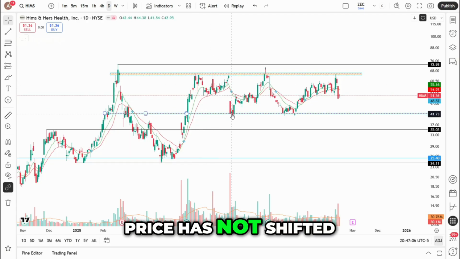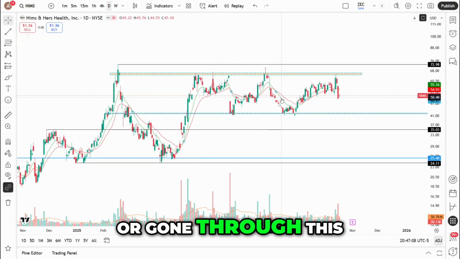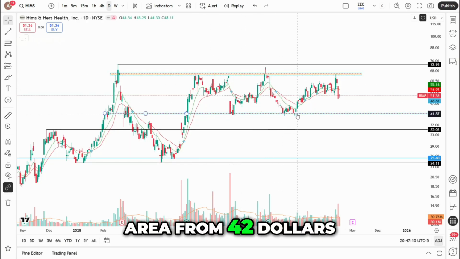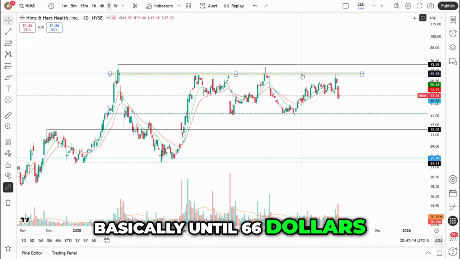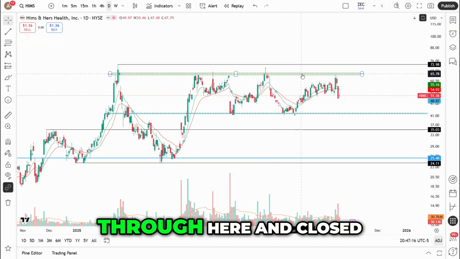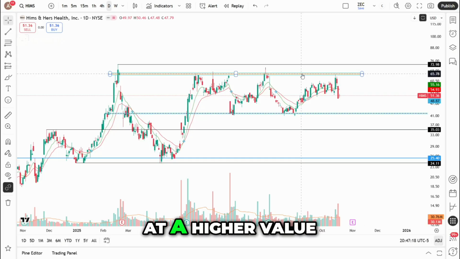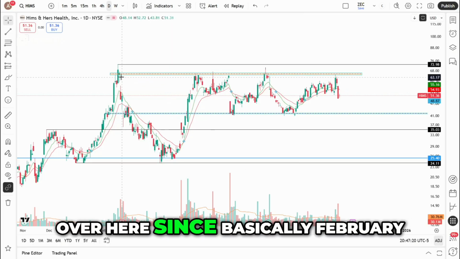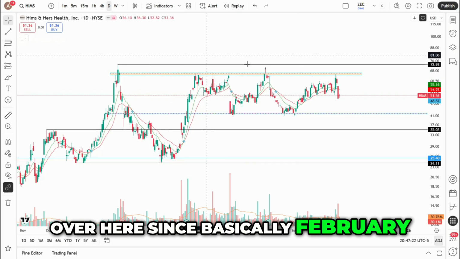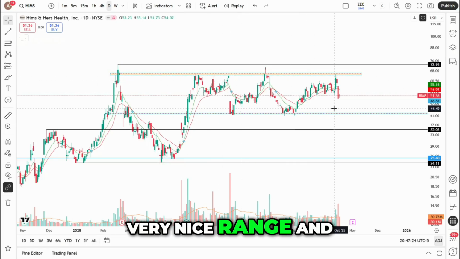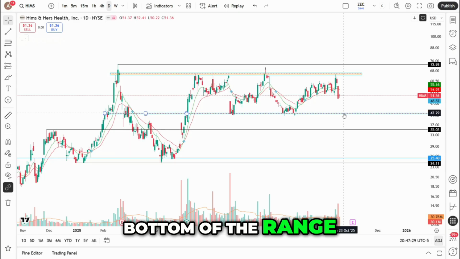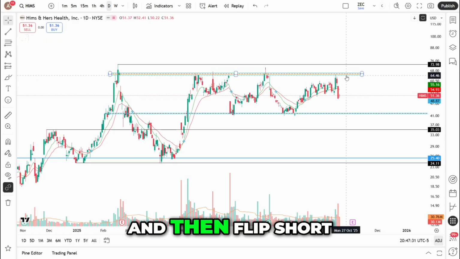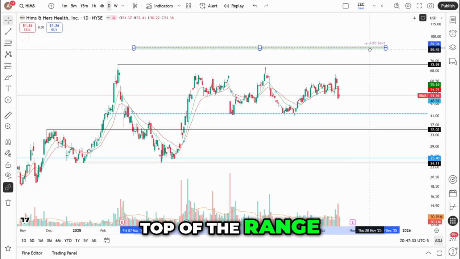Price has not shifted or gone through this area from $42 basically until $66. Price has not gone through here and closed at a higher value over here since basically February. So this is a very nice range, and you can trade this. You can go long over here at the bottom of the range, and you can sell and then flip short over here at the top of the range.